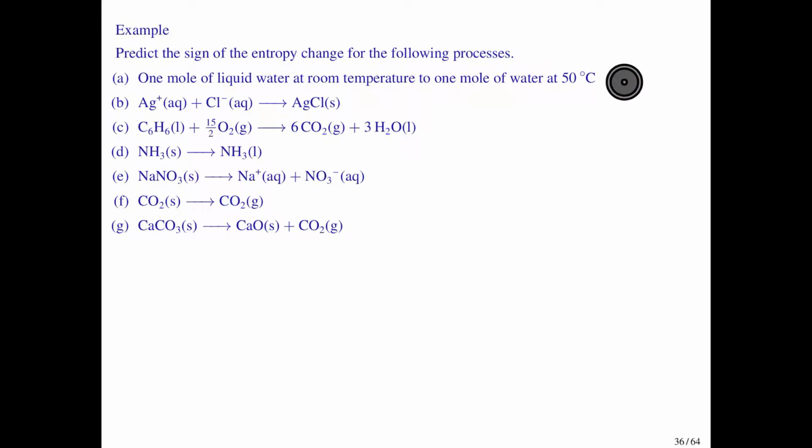In part A, what we're doing is we're heating up water at room temperature, and we're heating it up to 50 degrees Celsius, which is above room temperature. So you're increasing the temperature of the liquid. That is going to increase the entropy of the liquid. And so this is going to be a positive delta S for part A.